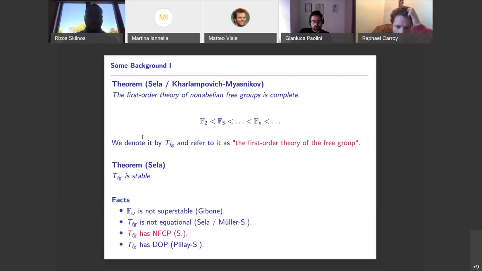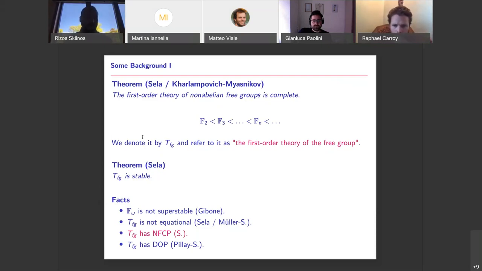But I don't want to go through the scope of this property; I want to show how we're going to use it in this context. NFCP for us is this theorem: a stable theory does not have the finite cover property if and only if it eliminates the infinity quantifier. So in the theory of the free group, for every formula phi(x, y), we can assign a natural number n, independent of y, such that if this formula has more than n solutions, it has infinitely many solutions. This is the way we can express infinitude.